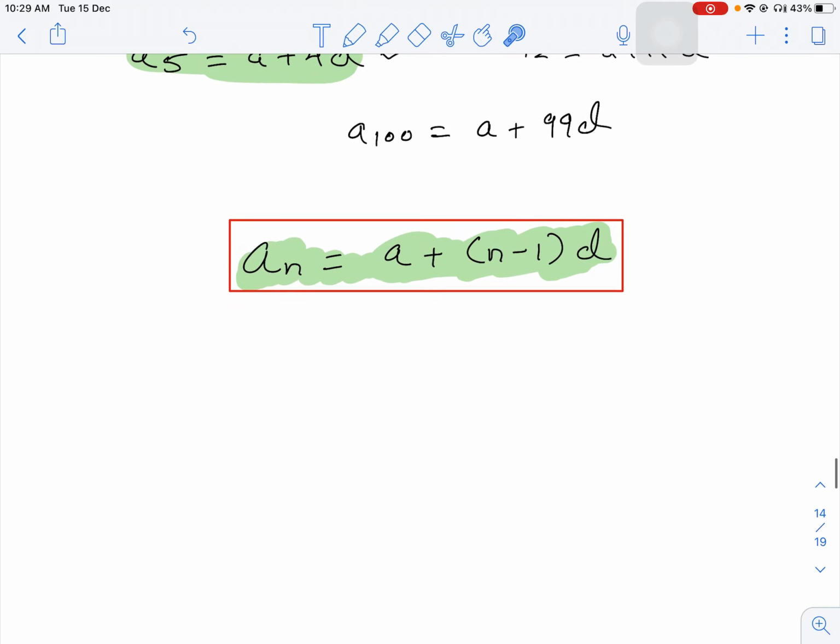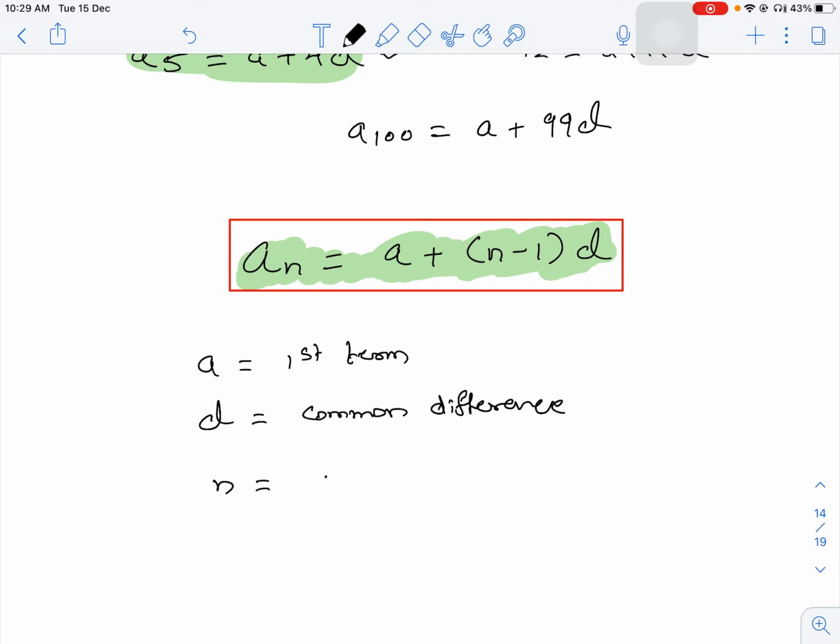Now this is nothing but our general formula for finding the nth term. Remember, in this formula we have some values. Let us see one by one. A is our first term. D is our common difference. N is the term number. And an is the value of that term, so here I am writing its term value.